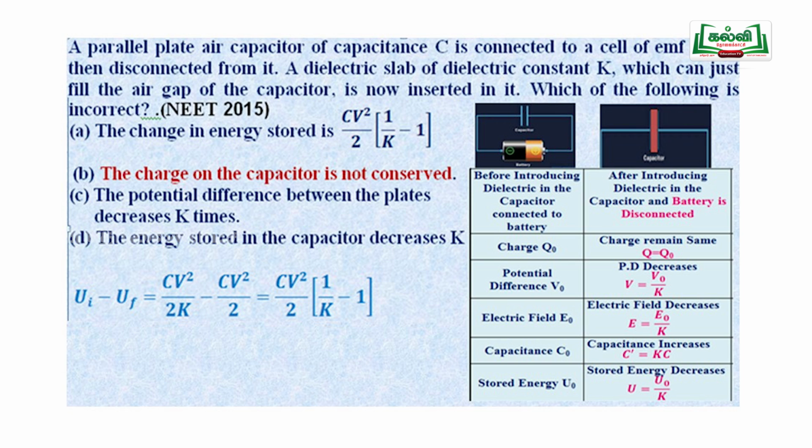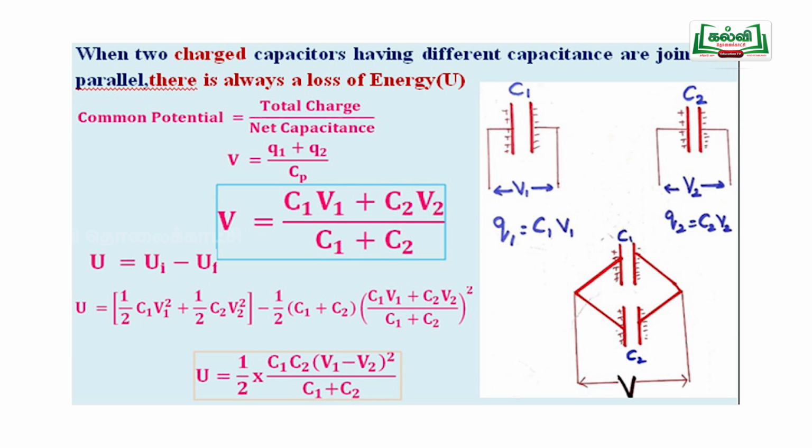Now look at option B: the charge on the capacitor is not conserved. But we know very well, children, that when the battery is disconnected, the charge remains the same. Charge is always conserved, and here they are giving that charge is not conserved, so B is the right answer, that is the incorrect one. Okay, next problem. Sums are asked based on these questions also.